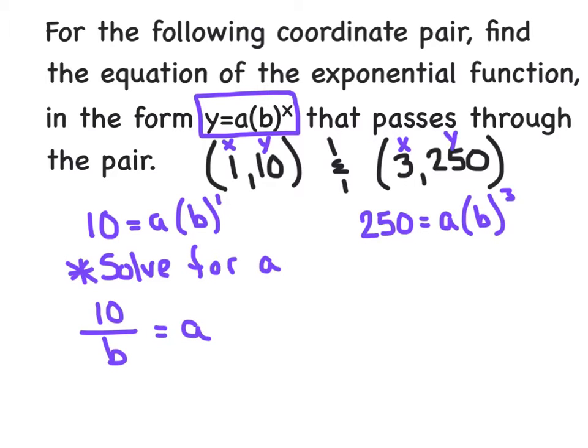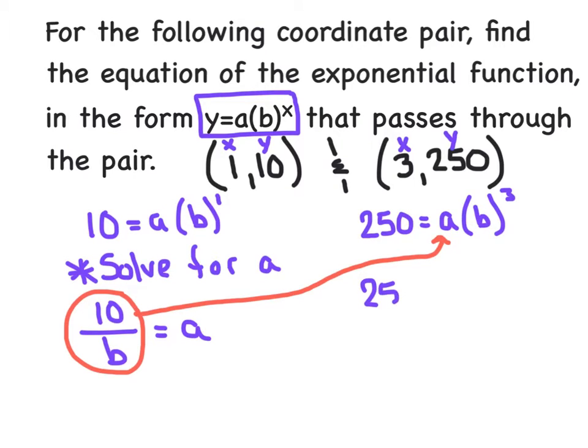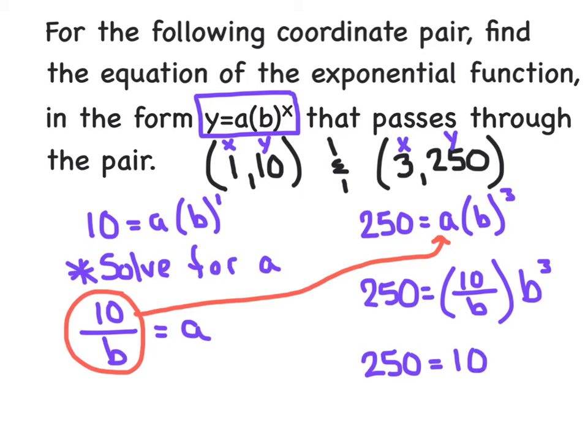And now what I'm going to do is take this 10 divided by b and substitute it for the value of a in the second equation. So now 250 equals 10 divided by b times b to the third. What's going to happen here is that b to the third is really b times b times b, and this b cancels one of those b's, so really all I have left is b squared.